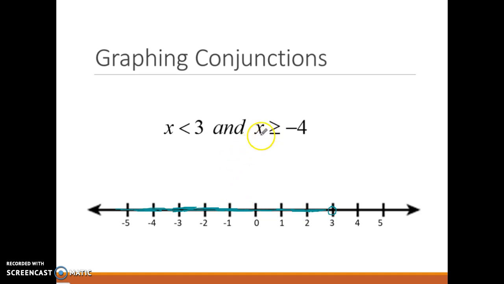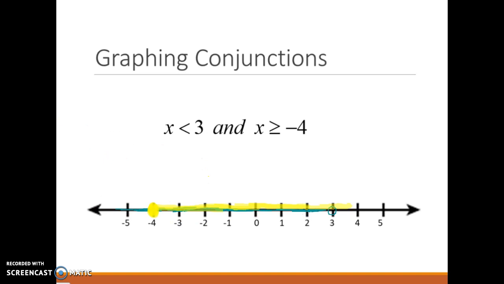My second inequality is x is greater than or equal to negative 4. So if we look at greater than or equal to negative 4, I know I'm going to have a circle at negative 4. And it's filled in. It's a solid circle because that negative 4 is a solution. So this one has a solid circle on negative 4, and x is greater than or equal to. So I want to also shade to the right, showing everything that is greater than or equal to.